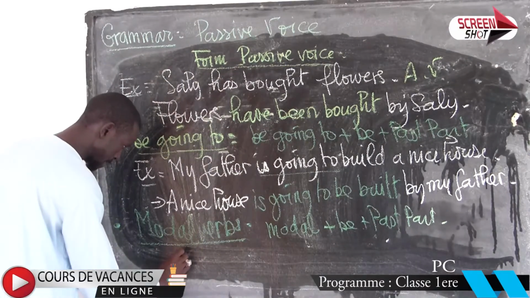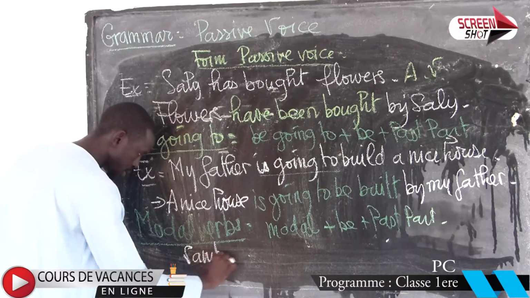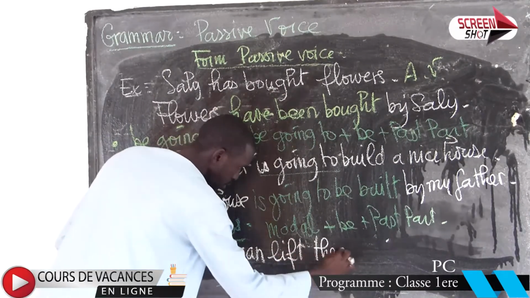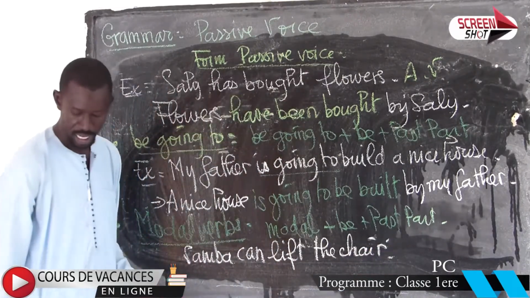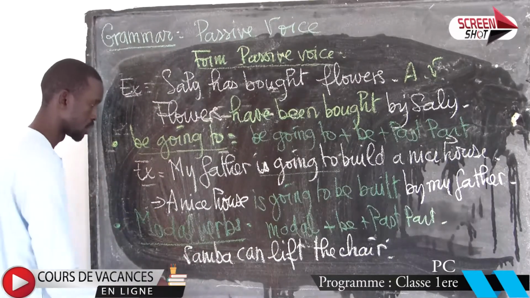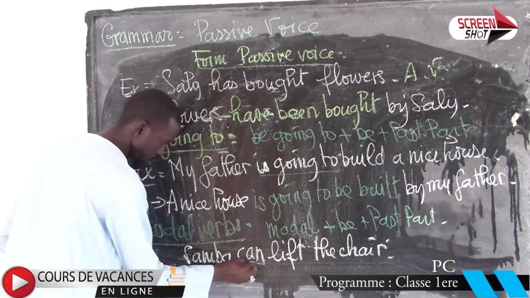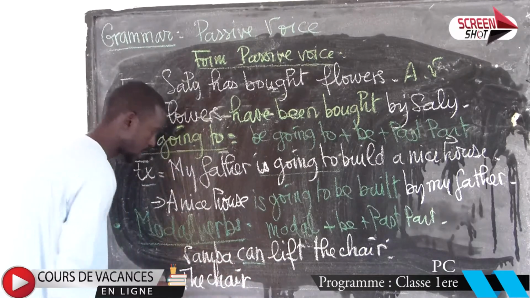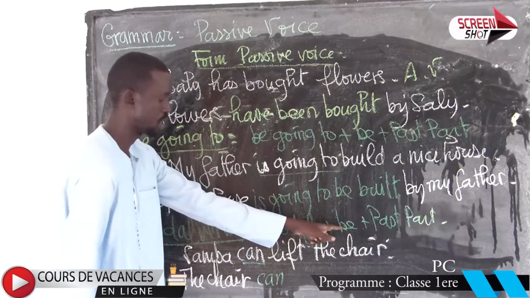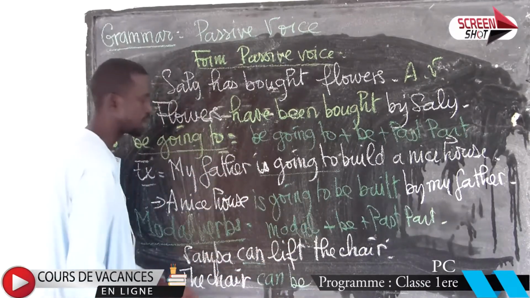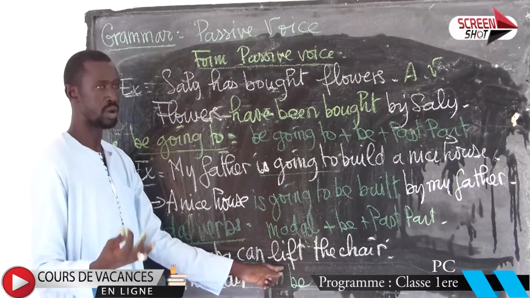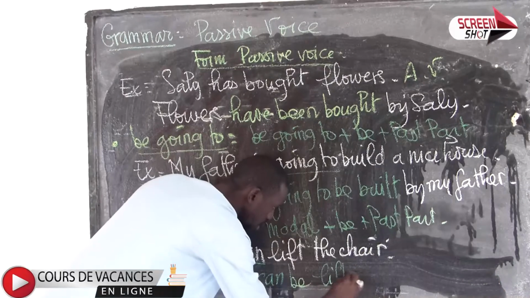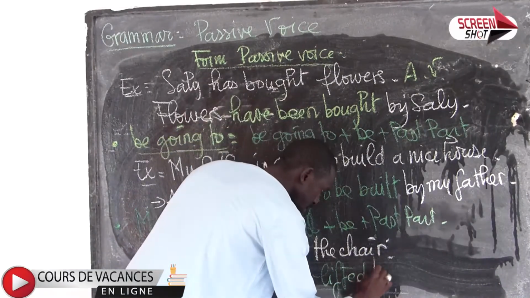As an example, Samba can lift the chair. Samba can lift the chair. So here we have the modal can. To turn it into the passive voice, it will be: the chair can be, because we say modal plus be. We have can be, the chair can be plus the past participle of to lift. It is regular, for the past participle we add ed. So it will be: the chair can be lifted by Samba.